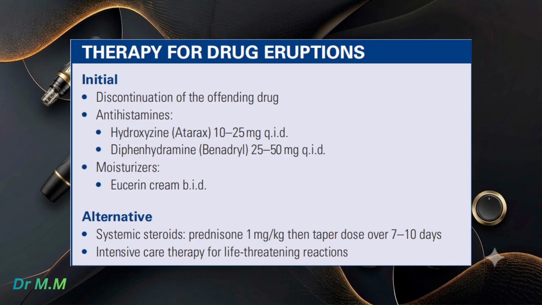Therapy for drug eruptions. Initial discontinuation of the offending drug. Antihistamines: hydroxyzine, Atarax, 10 to 25 mg QID; diphenhydramine, Benadryl, 25 to 50 mg QID. Moisturizers: Eucerin cream BID. Alternative: systemic steroids, prednisone 1 mg per kilogram, then tapered dose over 7 to 10 days. Intensive care therapy for life-threatening reactions.